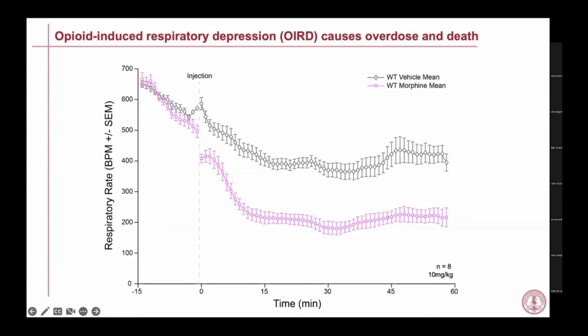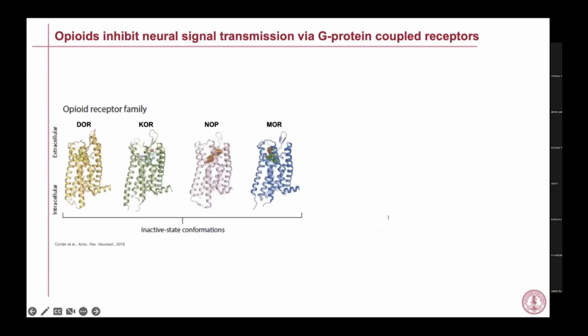So in this simple experiment, I've plotted respiratory rate over time, where mice are injected with either morphine or saline. And as you can see, the respiratory rate in the morphine group in purple drops off significantly compared to the saline group after injection. And now at a cellular level, opioids alter neural transmission via 4 subtypes of G protein coupled receptors: the mu, delta, kappa, and nociceptin receptor.